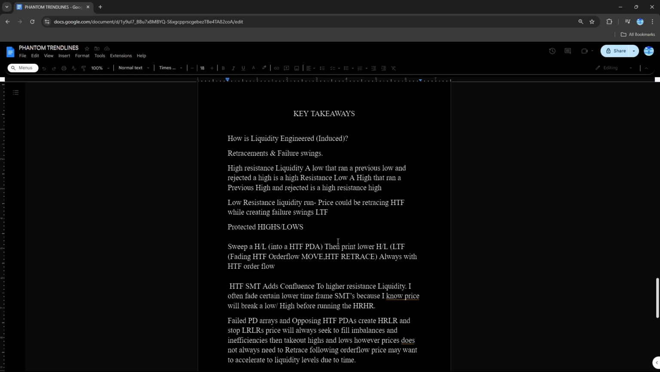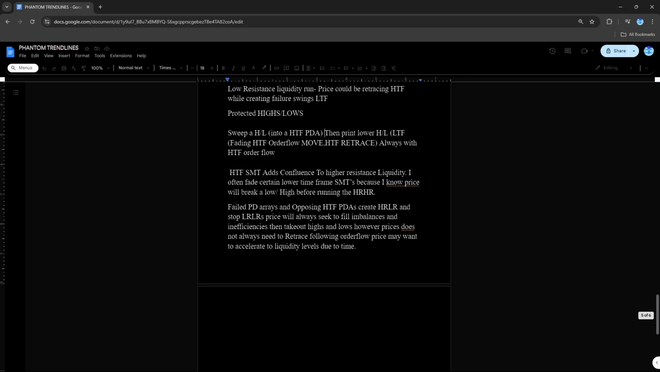I know we can often fade lower time frame SMTs because I know the price will break the higher low, or the lower high, before running the high resistance liquidity and/or the low resistance liquidity. It's just an understanding of chart time and the core concepts.